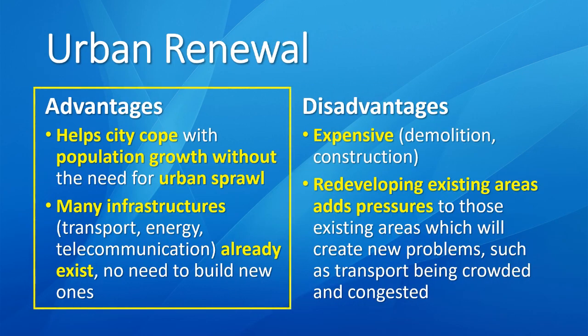So the advantage is that it helps the city cope with population growth without the need for urban sprawl, because they've already been built. There's no need to destroy the habitat. There's no need to destroy ecosystems because the infrastructure is already there. Another advantage is that much infrastructure already exists, so you don't need to buy a new one. There's already transport links. You don't have to worry about building new train lines or bus routes, and you don't have to think about how we're going to get the phone lines here. It's already there. So it saves you a lot of time and a lot of money.